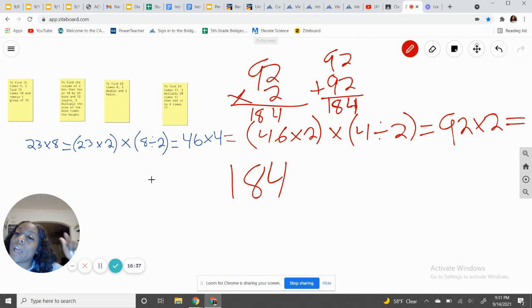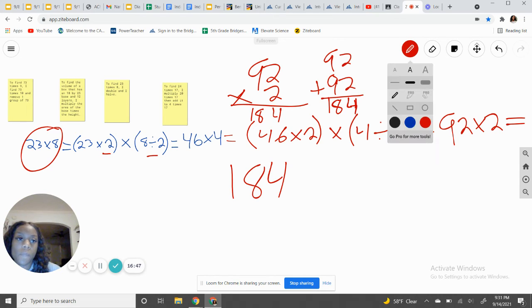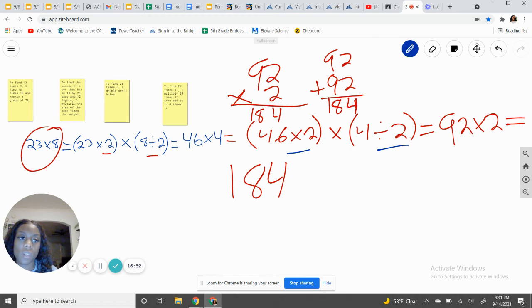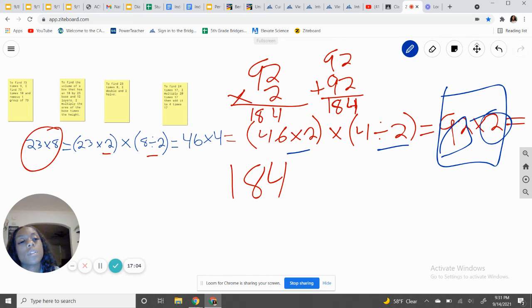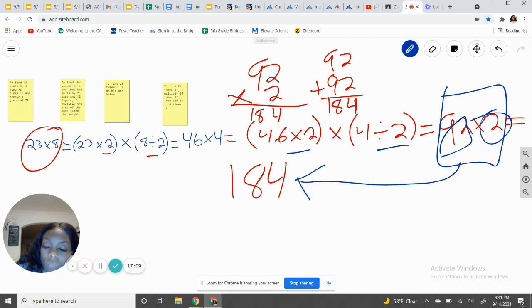To find 23 times 8, I double and I halve. Then I double and I halve again. Then I take the product and the quotient of my doubling and halving, and I find its product, and then here is my answer. That is 2A.